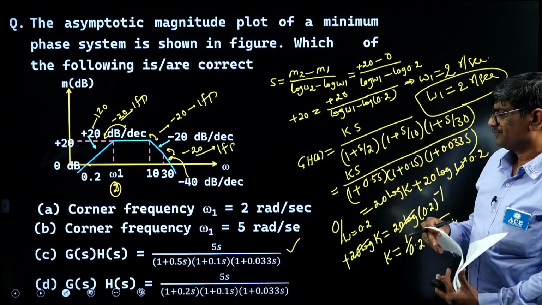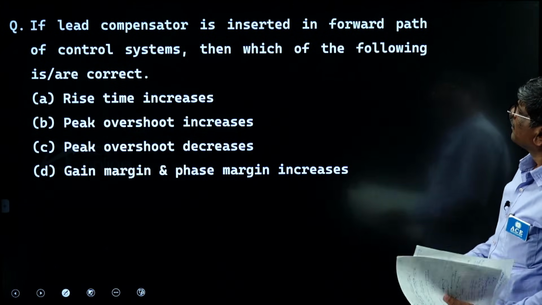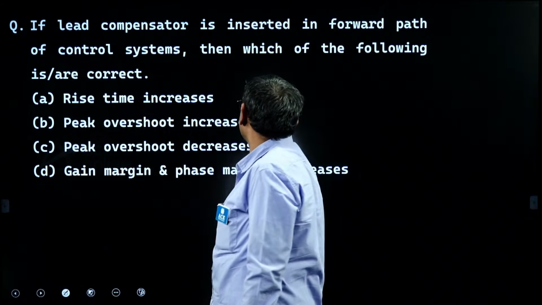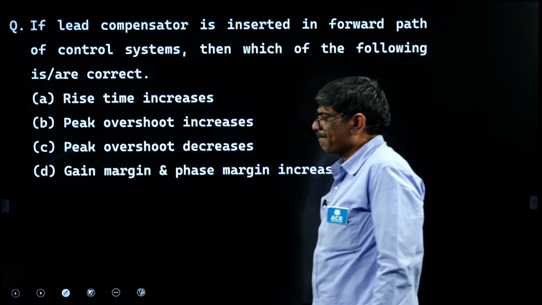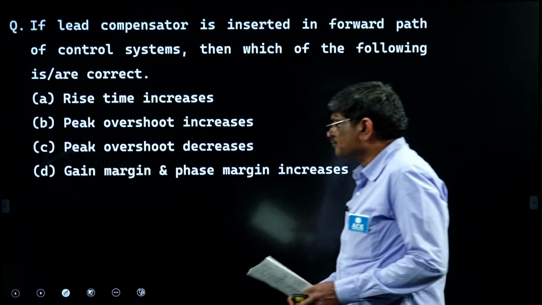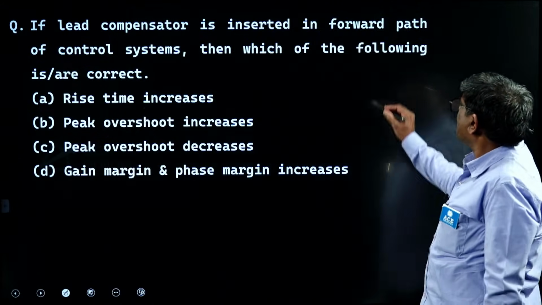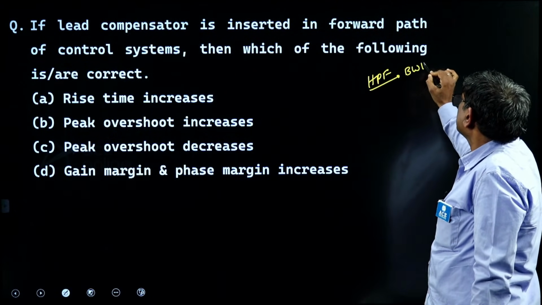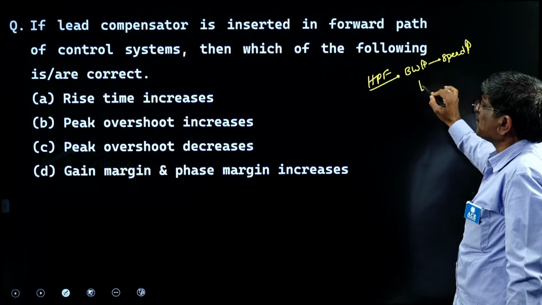Next question. Come and tell: a lead compensator is inserted in the forward path of the control system. Then which of the following is correct? Come and do it. What is the answer? Anybody? Lead compensator is a what? High pass filter. High pass filter means bandwidth increases. Bandwidth increase means speed increases. Speed increase means rise time is going to be what?